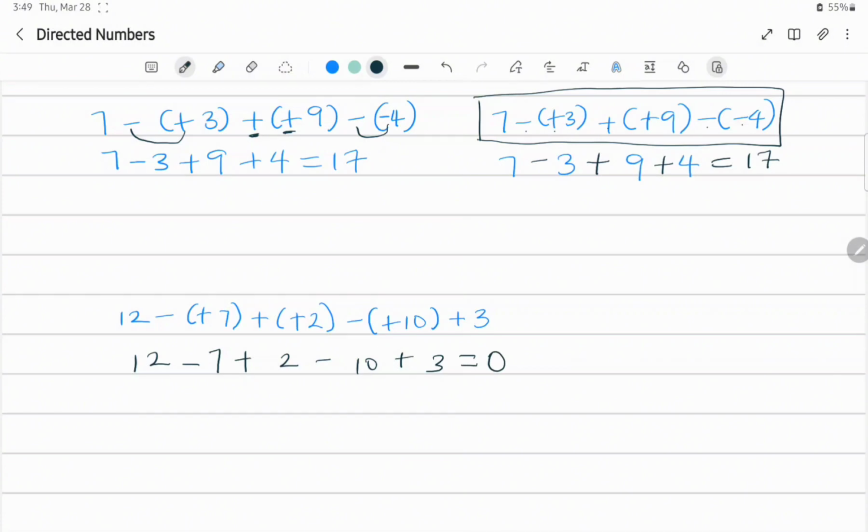This is a simpler approach to solve any questions involving addition and subtraction of directed numbers.